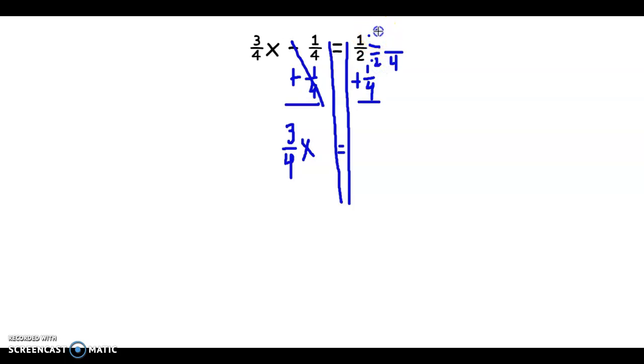Anything I do to the bottom, I do to the top. 1 times 2 is 2. So 1/2 is the equivalent of 2/4. Those are equivalent fractions. Now I can go ahead and add them. 2 plus 1, remember you add your numerators, is 3. And then I keep my denominator the same when I'm adding fractions.